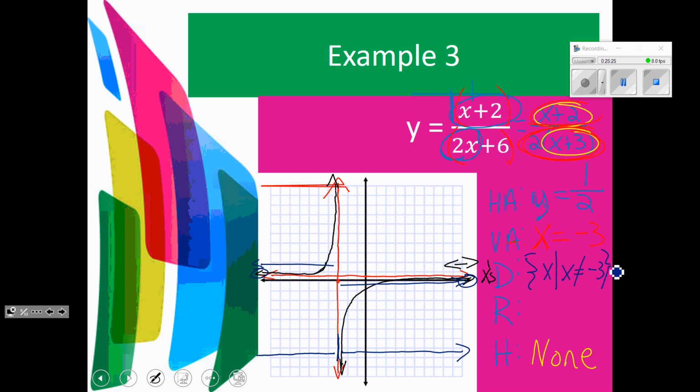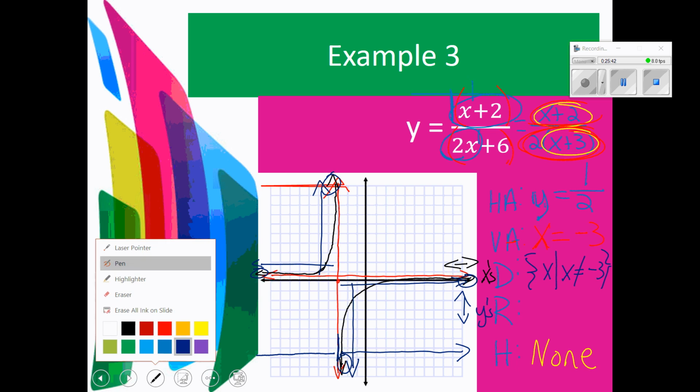Okay? Your range is your y's. It's your up and down. Y's run up and down. So how far down? You can look at that arrow. It goes forever down. How far up? You can look at this arrow, forever up.